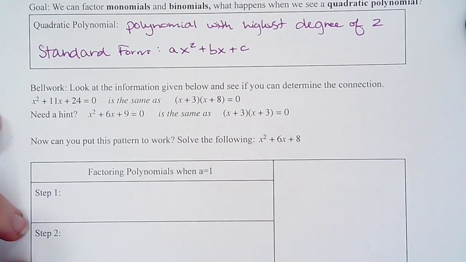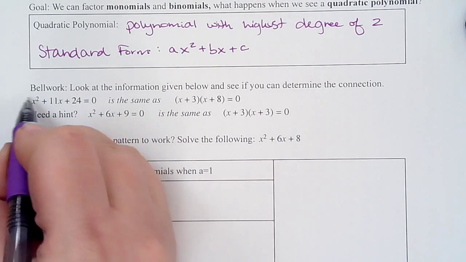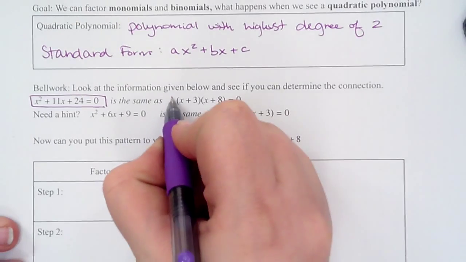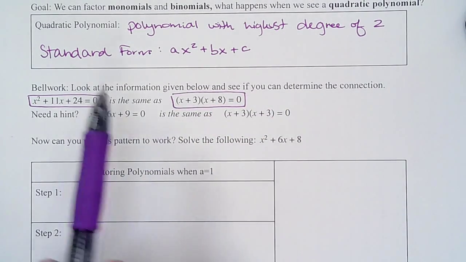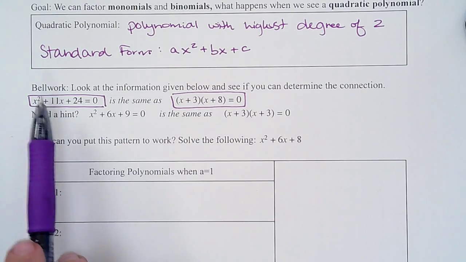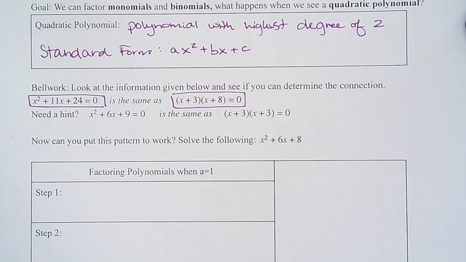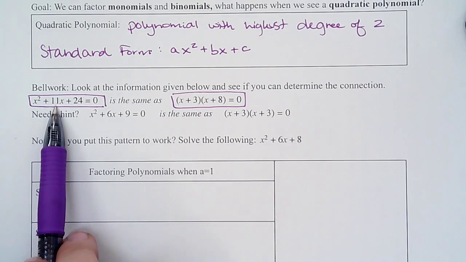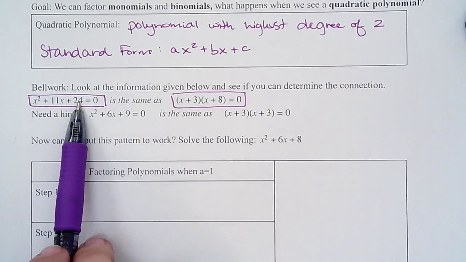So when something is in standard form, let's look at the information given below and see if we can see a connection. If I tell you that x squared plus 11x plus 24 is the same as something broken down like this, I'm essentially looking for a connection between the numbers. I've got an 11, a 24, a 3, and an 8. I notice that 3 plus 8 could get me that middle term of 11. And I notice that 3 times 8 could get me that end term of 24.